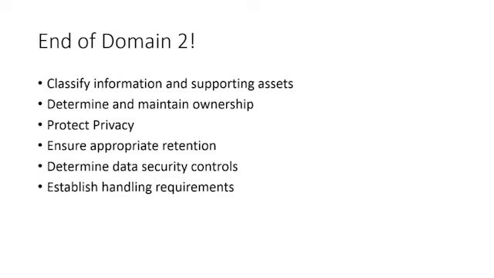Now, this is the end of domain number 2. So we talked about the classifying of information and supporting assets. We talked about determining and maintaining that ownership. We talked a little bit about protecting that privacy, assuring appropriate retention, determining data security controls, and finally talked about establishing those handling requirements.